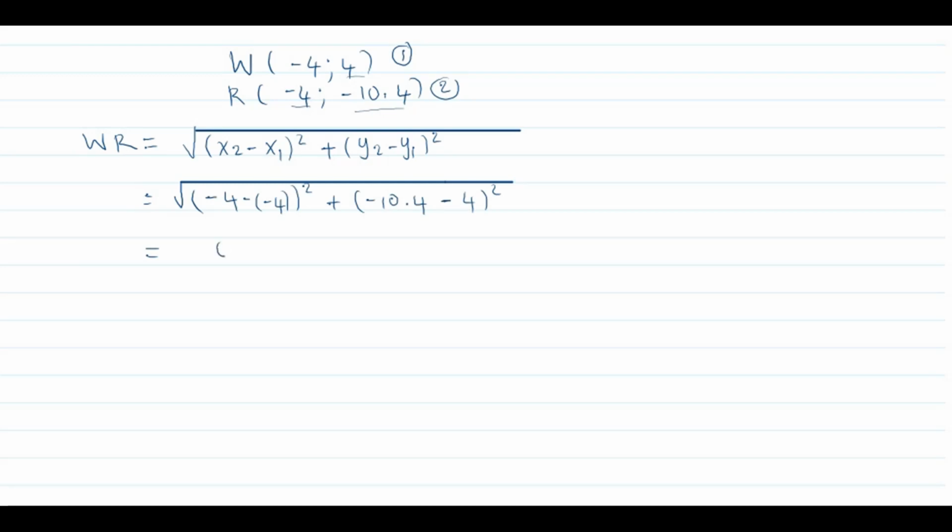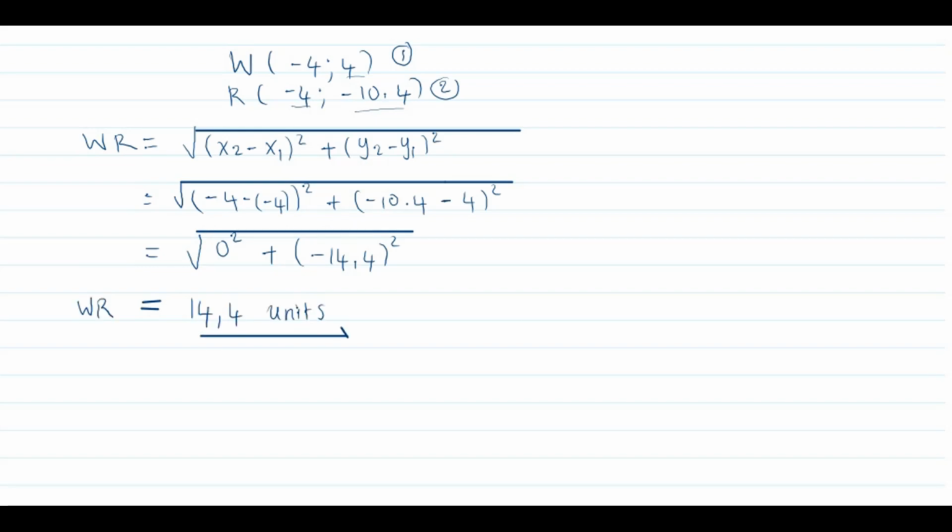So it's just going to be 0 squared plus -10.4 minus 4. It's going to be minus, so -10.4 minus 4 is minus 14.4. Okay, so it's minus 14.4 all squared, all under the square root sign. And that is going to be equal to 14.4 units. So our WR is equal to 14.4 units. Okay, guys.